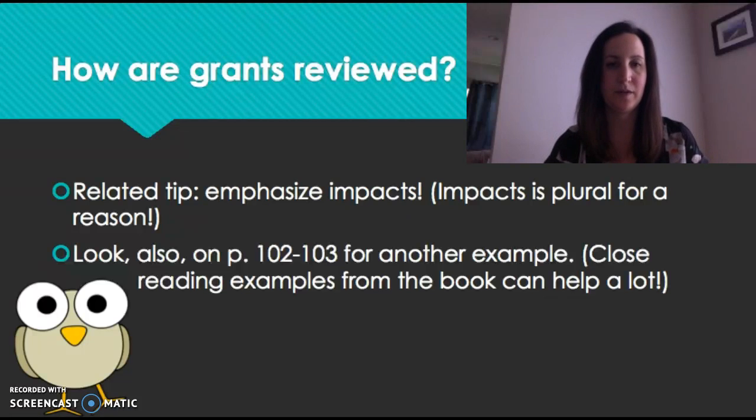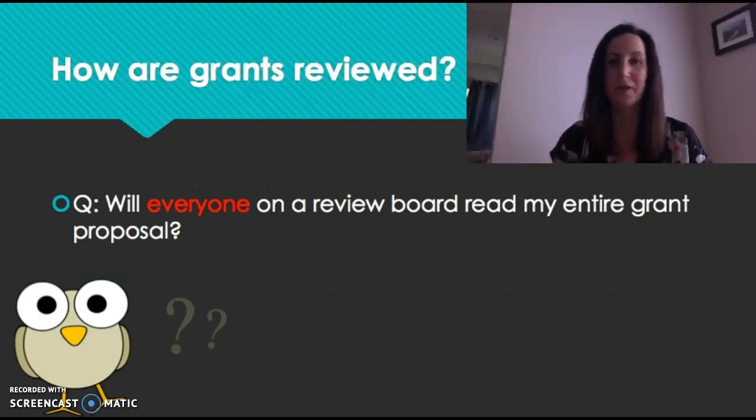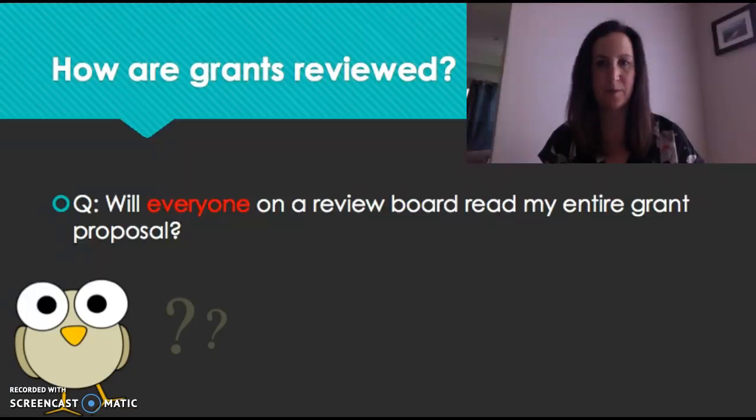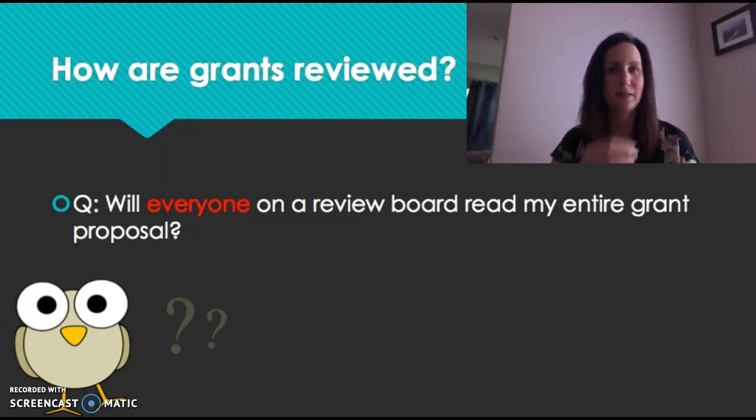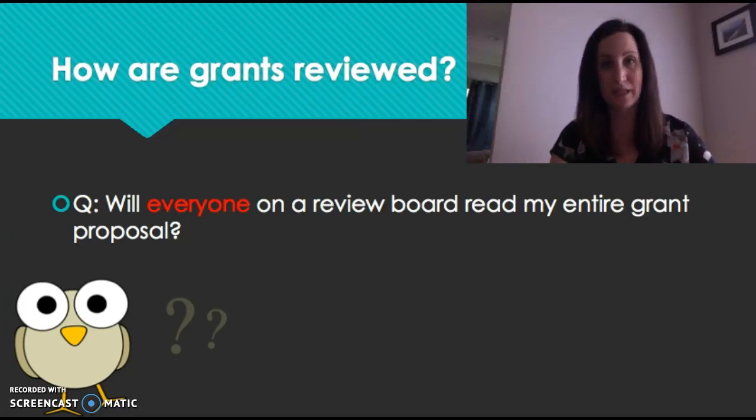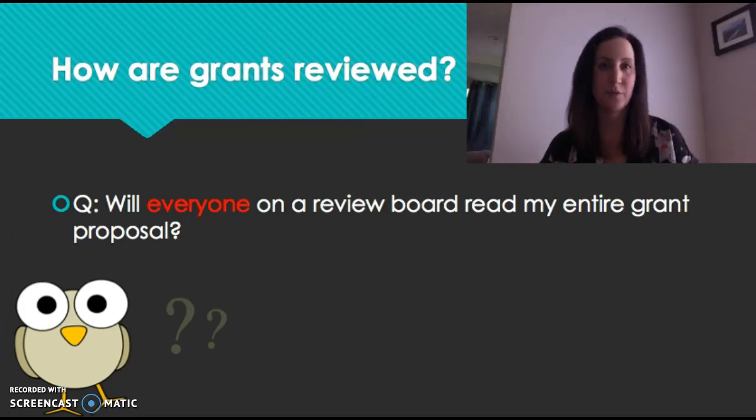So returning back to the issue of reviewing grant proposals, will everyone on a review board read my entire grant proposal? I emphasized a different word in this same question. So while private foundations may not read your entire proposal, you might hear that government bodies have to read the entire thing. That does not mean that everybody on the review board is going to read every proposal that's submitted to them. In fact, they get a lot of proposals that just wouldn't be an effective use of time or resources. So what usually happens is they'll divvy up proposals to different readers on the review board. One person might get 30 to read, for example, and they'll come and report back to the group what the brightest stars in those 30 proposals were.